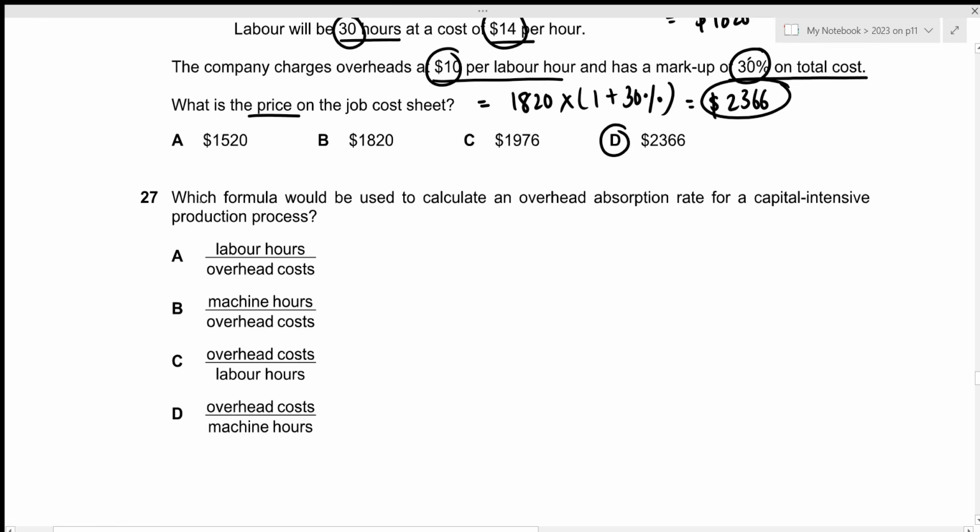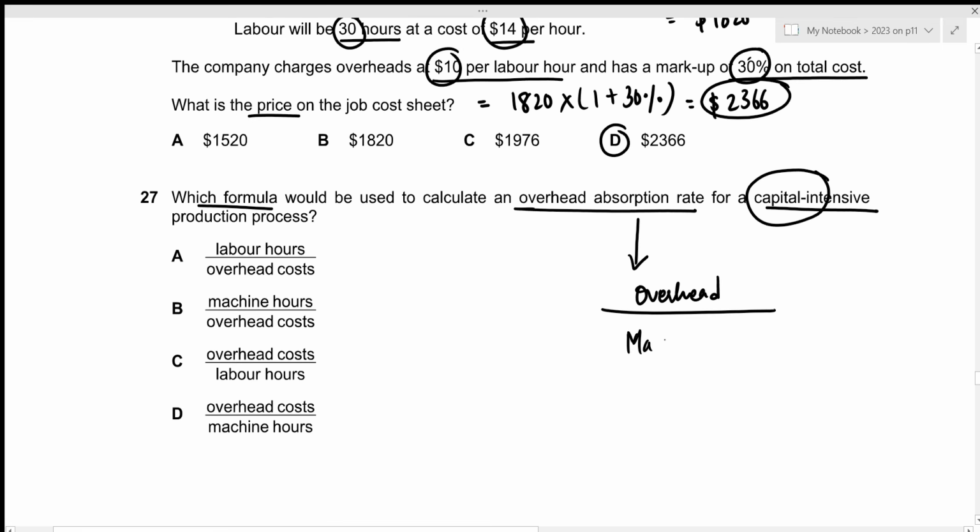Now for the 27th question, which formula would be used to calculate an overhead absorption rate for a capital intensive production process? So capital intensive just means that we heavily rely on machine itself. So we're looking at higher machine hours as compared to the labor hours. So the overhead absorption rate will just be calculated as our total overhead divided by machine hours. This is the answer we're looking for. And in this case, that's given in option D.